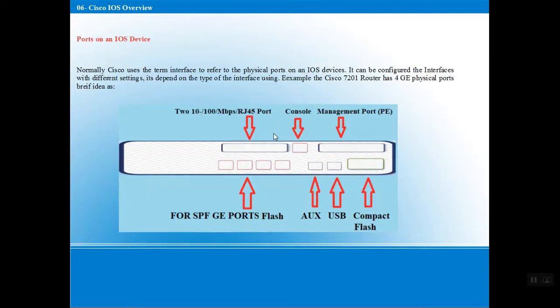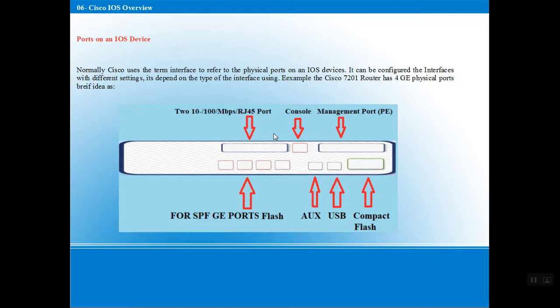And we have ports on the IOS devices. As you know, a port is a logical gateway, so it can connect our network to the outside internet, to other connections. From one domain to another domain, we need some ports. For example, here is a brief look at the router's back panel. We have different ports: a console, USB, compact flash, and four SFP GE ports.